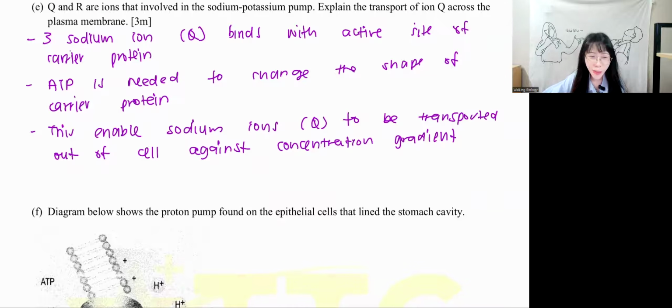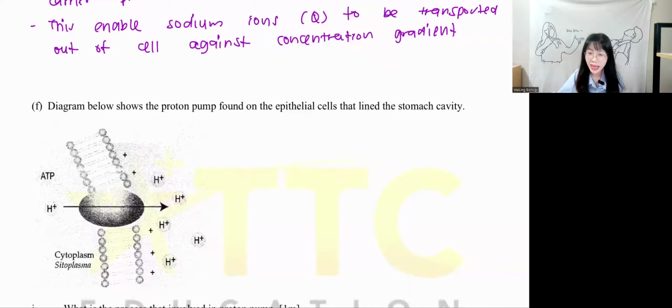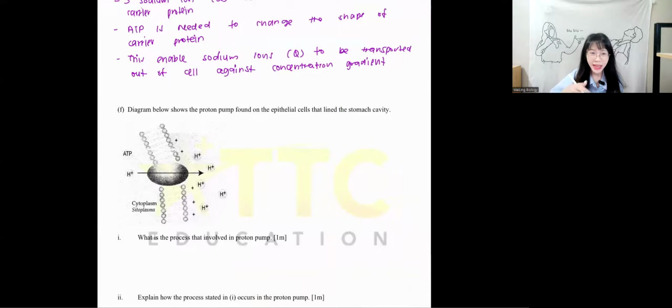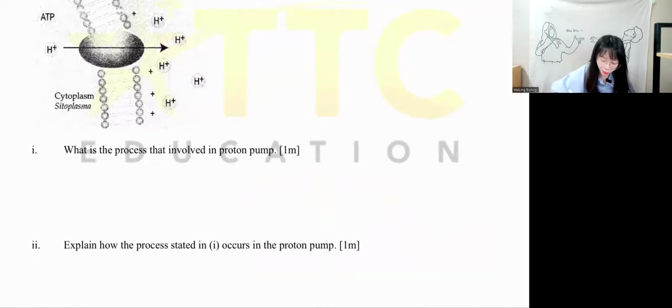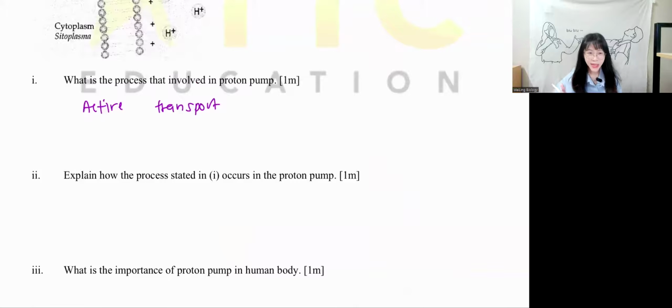Okay, the diagram below shows the proton pump found on the epithelial cell that lines the stomach cavity. So when we say stomach cavity, we know we have hydrogen ions, right? This hydrogen ion is under which process? If it's hydrogen ion, stomach cavity, correct, it has to be active transport. Because they ask you what the process is, so the answer is active transport. Next, explain how the process stated in 1 occurs in the proton pump.